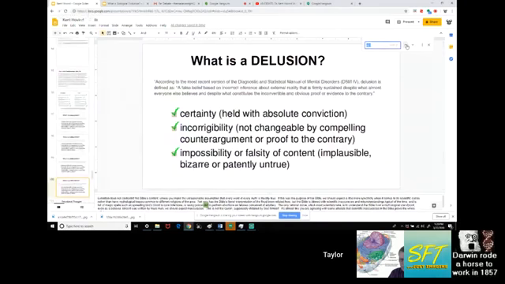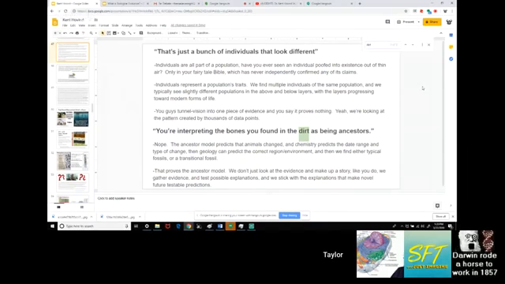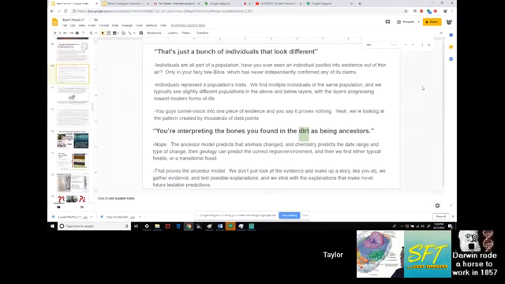Let's see. You said I'm just interpreting bones I found in the dirt as being ancestors, and that we don't know that these ever changed over time. And we know this because of the model, which is making accurate predictions. The ancestor model predicts that animals change. The chemistry predicts the date range and the type of change. The geology can predict the correct region and environment. And then we find either typical fossils or a transitional fossil.